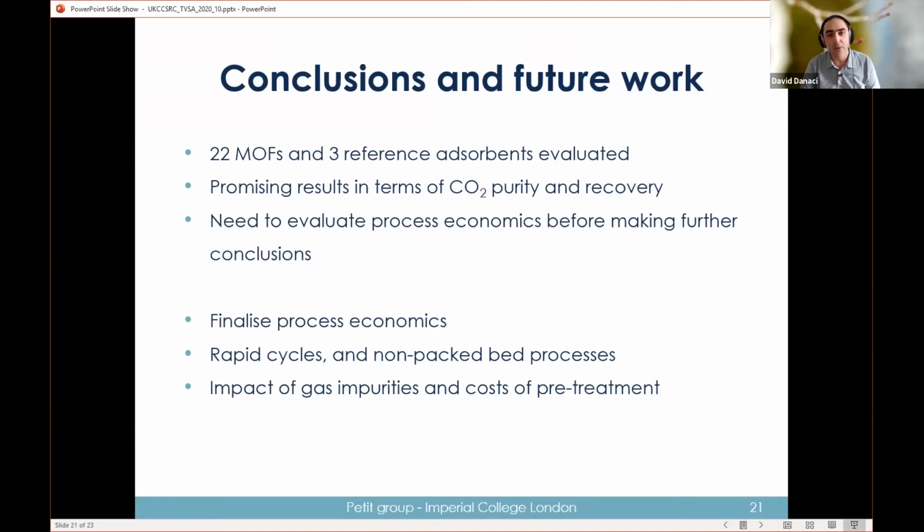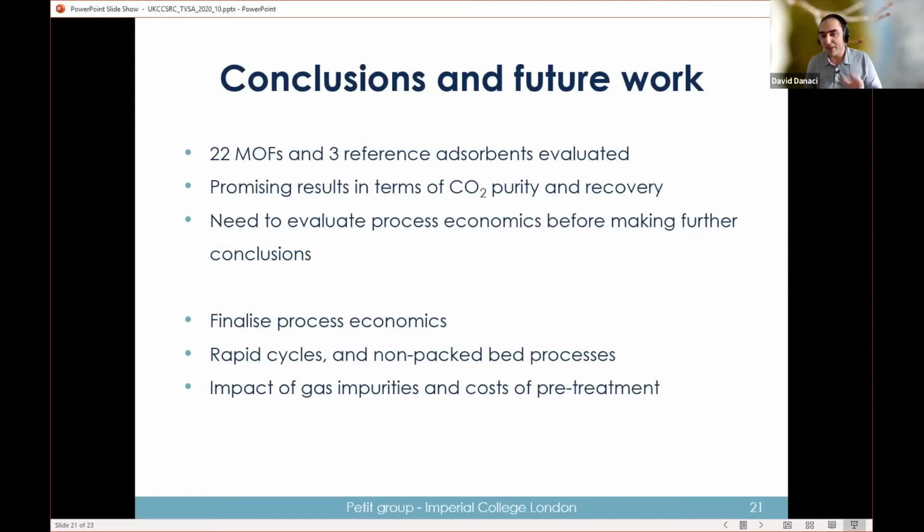And although TSA may be better from a pure adsorption modeling perspective, overall, initially at least, it does not seem to be as good as PVSA on a kind of footprint and economic basis.